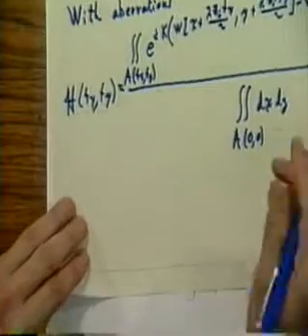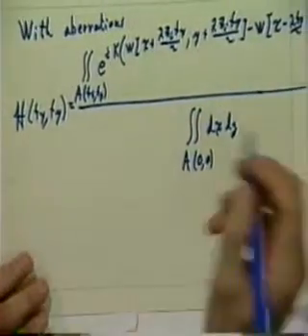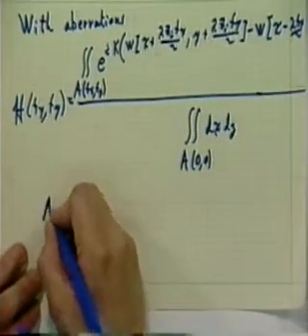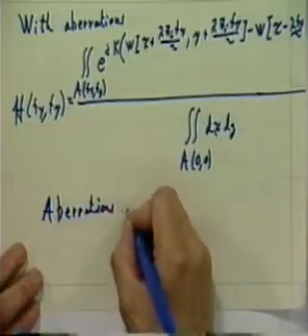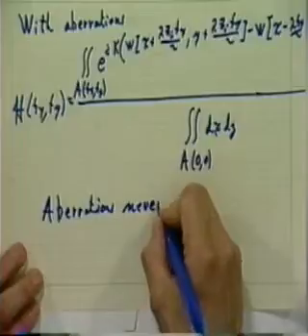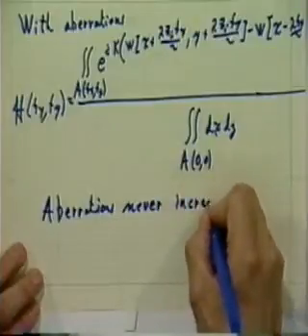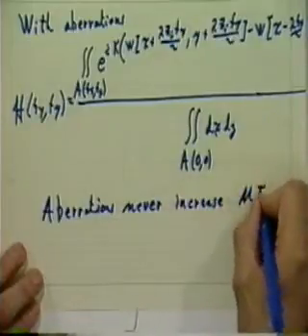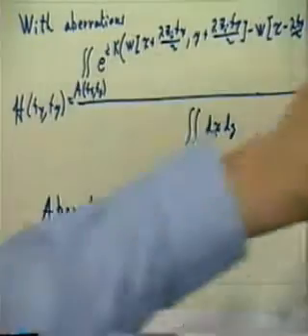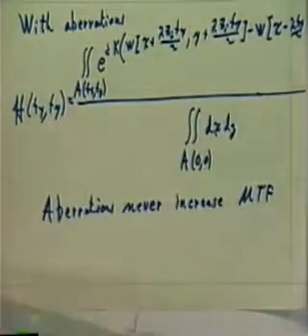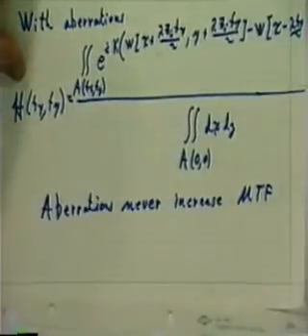And in fact, we can say here that aberrations never increase the MTF. Always reduce it. Okay? So you see how to calculate the OTF here.